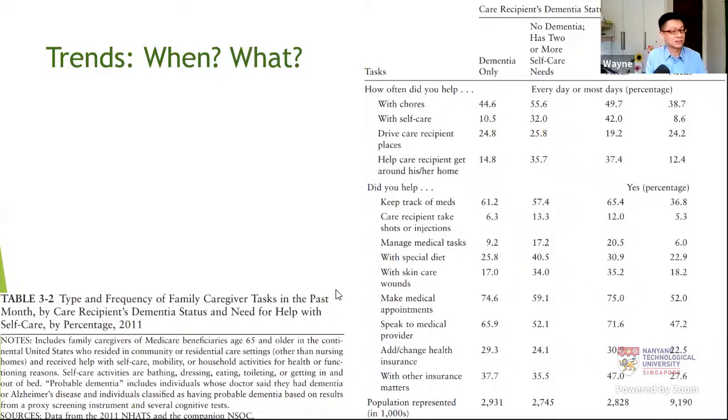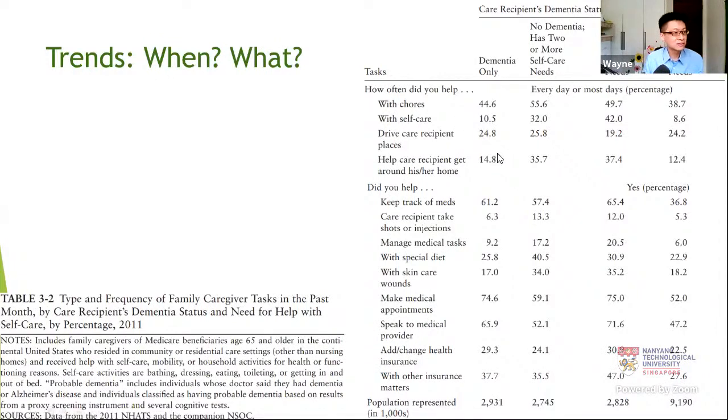So that's essentially what this chart is showing. It compares four situations: dementia only cases, no dementia but two or more self-care needs, dementia and two or more self-care needs, and finally no dementia with less than two self-care needs. You could see from there, for instance, the first row with chores: dementia only is 44.6. How often do you help with chores? Dementia only, 44.6. On the far right-hand side, no dementia and less than two self-care needs is 38.7. So it's a fair bit of difference.